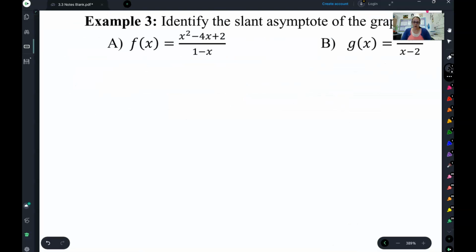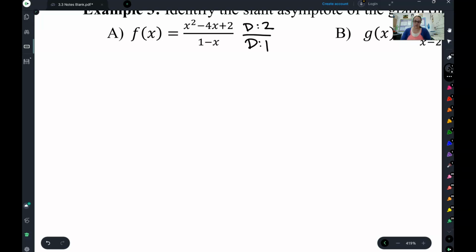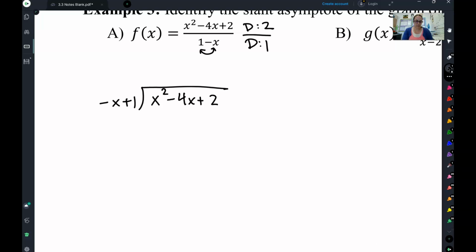So let's practice this. Let's start with 3a. First thing we should do is check the degree on top and bottom to see if we need to long divide. Remember, we only have to do long division if it's top heavy. So degree on top is 2, degree on bottom is 1. So this is top heavy, which means I need to do long division. So I have x squared minus 4x plus 2 divided by negative x plus 1. Notice I switched those around just so I could have my x first. Now, you may have forgotten long division, so let's do a little refresher on it.